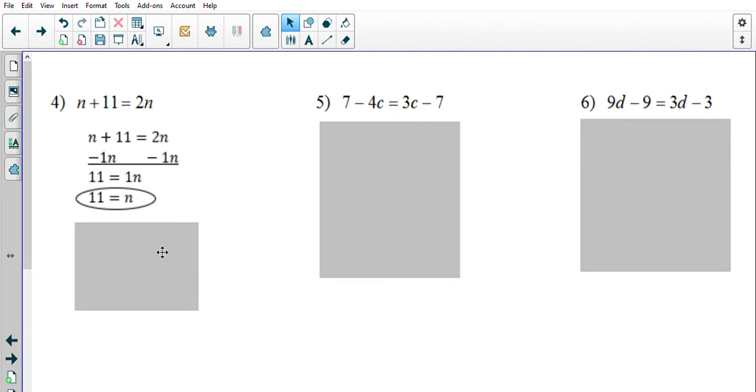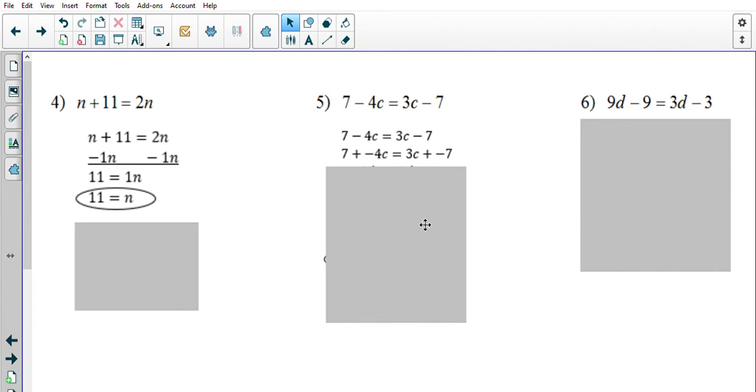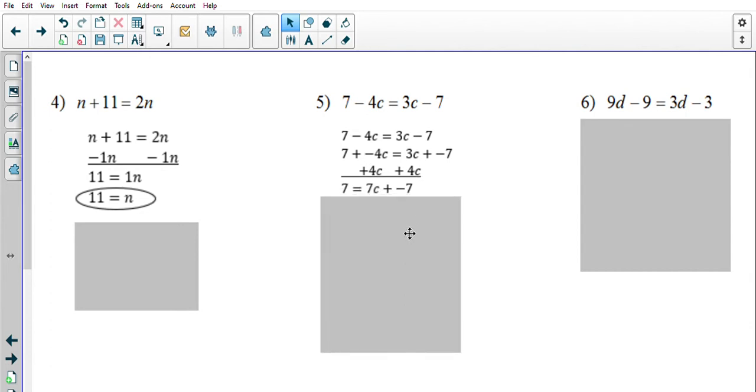All right, number 5 is the first question where I do suggest you add the opposite since we have subtraction here. So I would write this as 7 plus negative 4c equals 3c plus negative 7. Now, we've got a negative 4c and a positive 3c. Negative 4c is smaller. It's a negative, so I'm going to add 4c to both sides. That leaves me with 7 on the left. 3c plus 4c is 7c. Bring down my plus negative 7. Make sure you keep each of these elements on the same side of the equation where they were. That's why we line everything up and we work down.